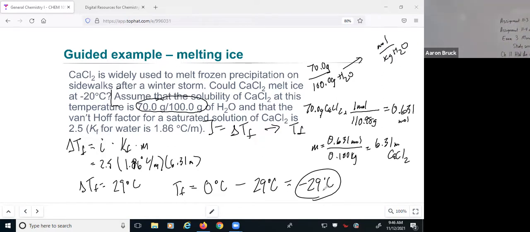Question asked if it could melt ice at negative 20. Answer is, yep. In fact, it could melt ice all the way down to negative 29. Now, if you get below negative 29 degrees Celsius, you're not going to be able to use regular old road salt. You're going to have to do something else, probably hunker down indoors, because that's pretty darn cold. All right, any questions with this example either?